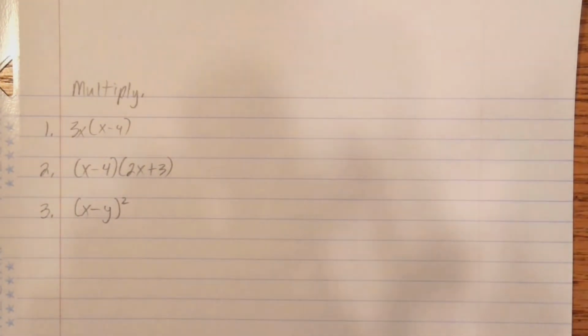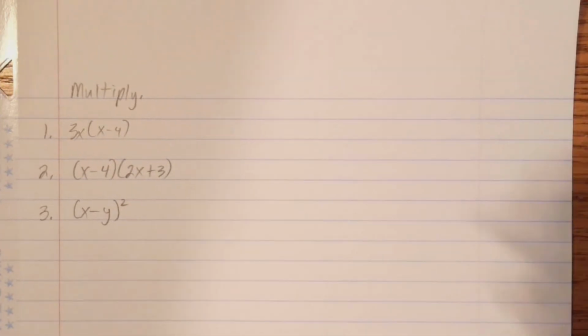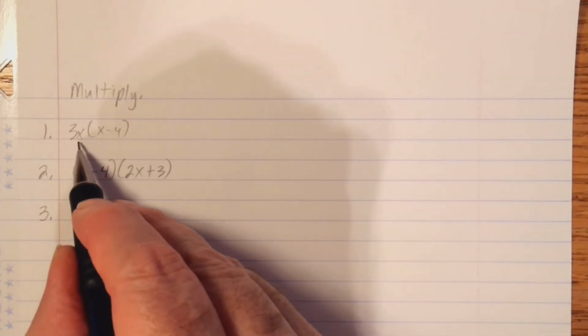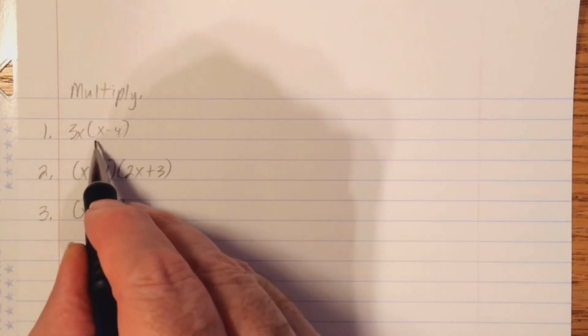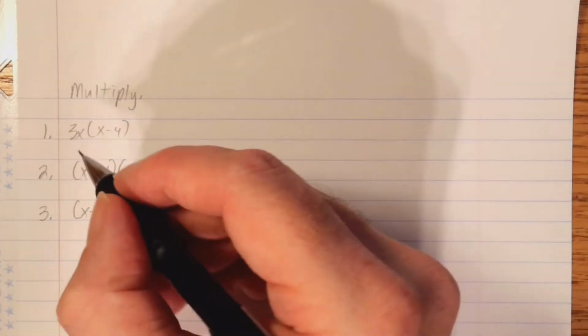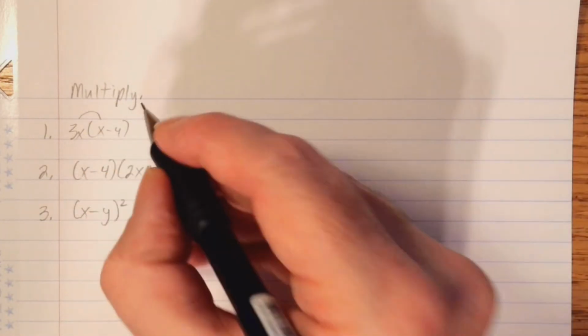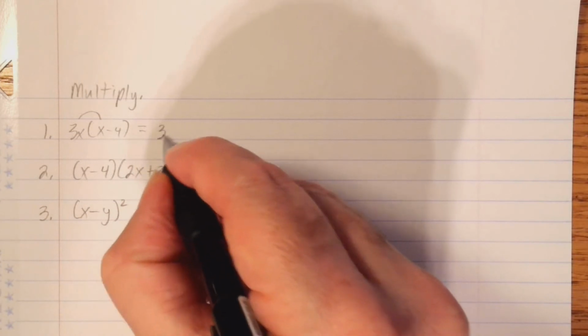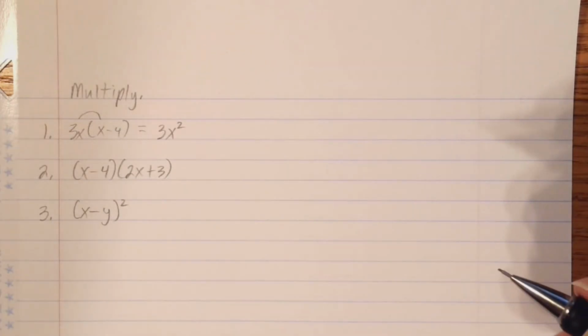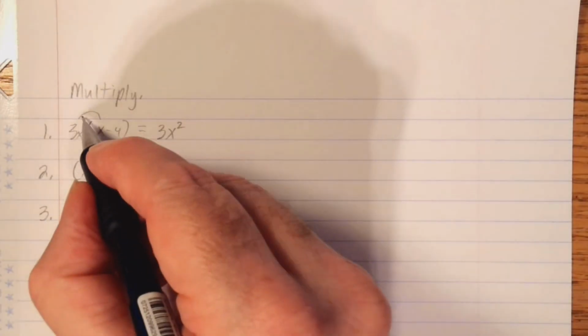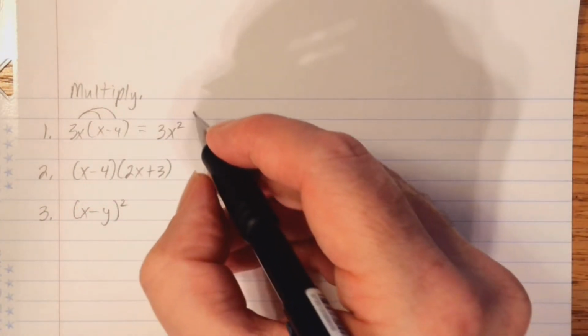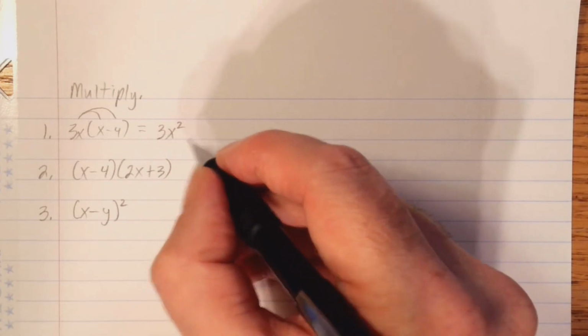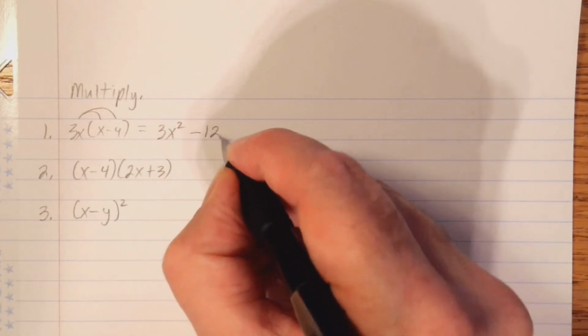So first of all, on number 1 here, we're multiplying a monomial, which has 1 term, times a binomial, which has 2 terms, and we do what's called the distributive property. We'll multiply 3x times x, which is 3x squared, since x times x is x squared. And then we're going to multiply 3x times a minus 4, and that's negative 12x, which we'll write as minus 12x.